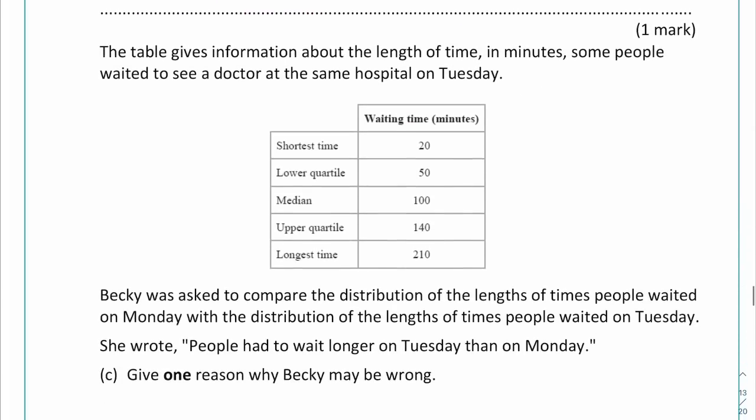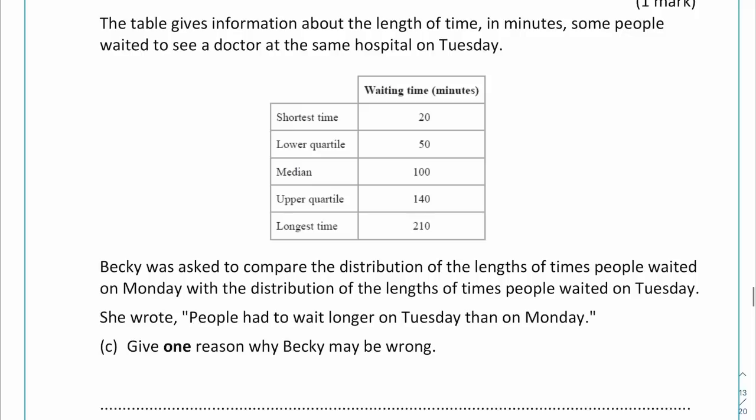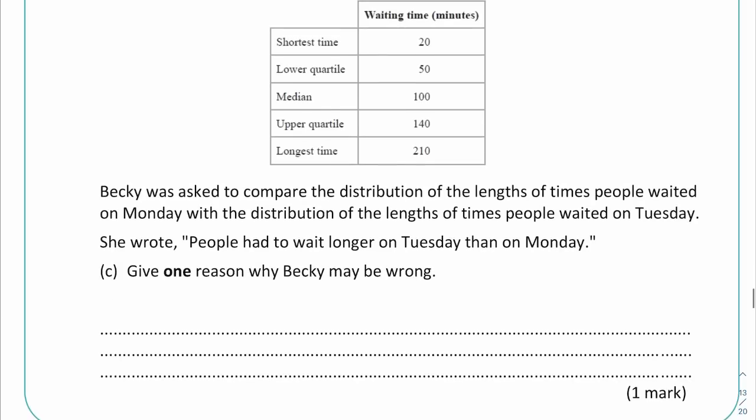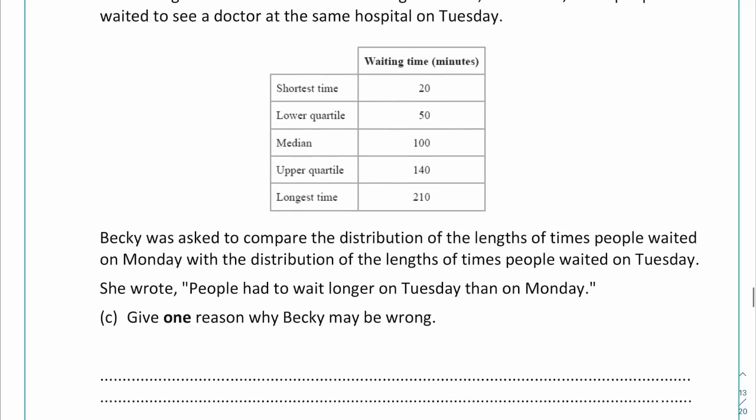We've now got something else. The table gives information about the length of time in minutes some people waited to see a doctor at the same hospital on Tuesday. Becky was asked to compare the distribution of the length of times people waited on Monday with the distribution of the length of times people waited on Tuesday. She wrote, people had to wait longer on Tuesday than on Monday. Give one reason why Becky may be wrong. Well, let's have a look. Let's just see anything. So she says people had to wait longer on Tuesday than on Monday.